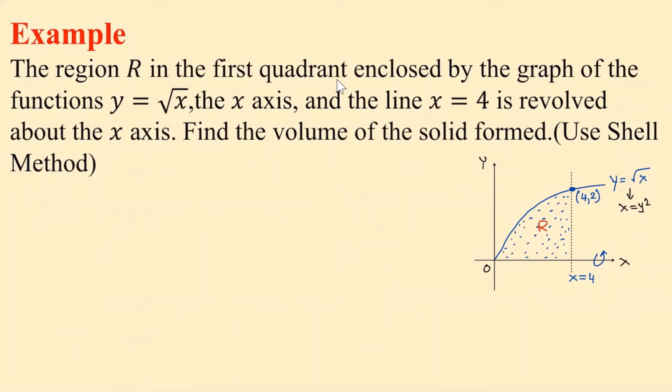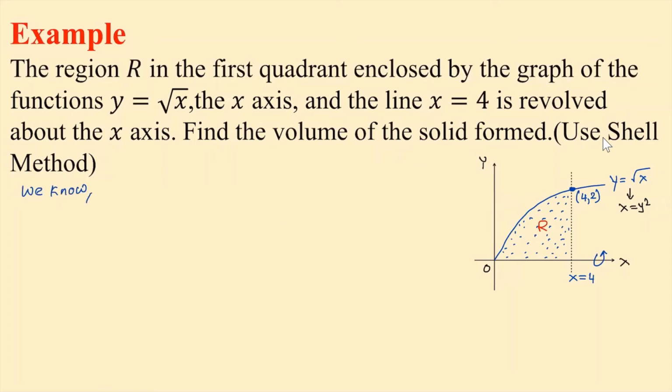The region R in the first quadrant enclosed by the graph of the function y equal to square root of x, here is that function, the x-axis, which is here, and the line x equal to 4, this vertical line, is revolved about the x-axis. We have to find the volume of the solid formed using the cell method. Whenever we are revolving the region R about the x-axis and using the cell method, we have to integrate with respect to y. So first, we are going to write that formula.